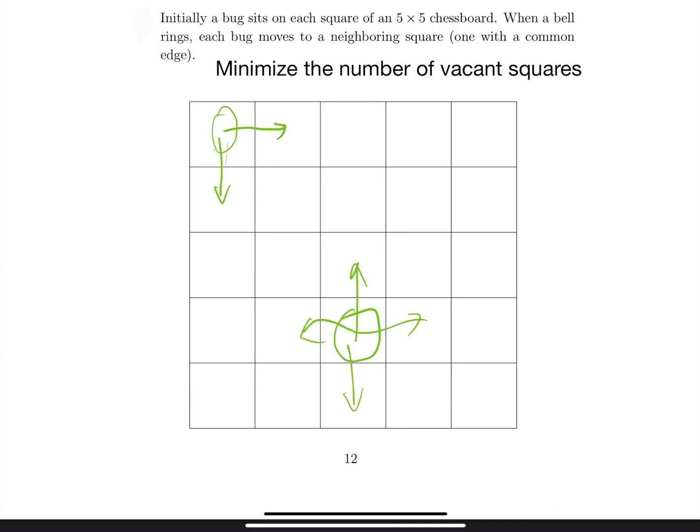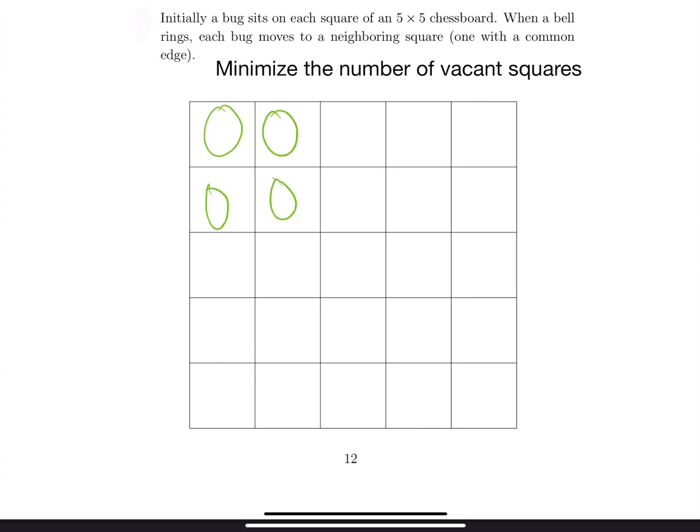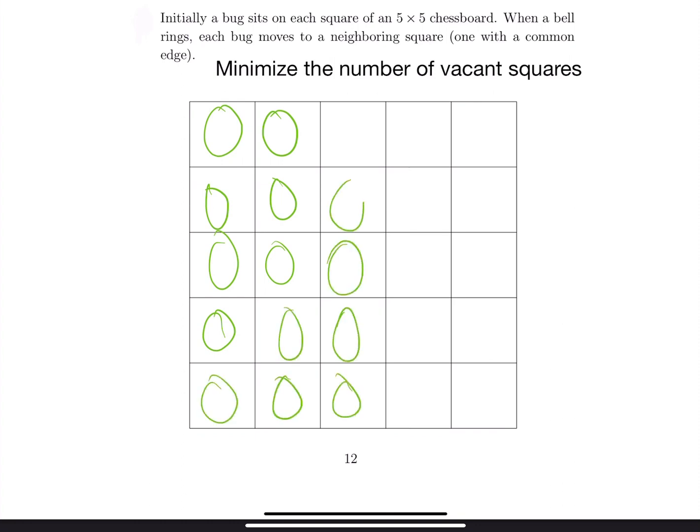And the question is, what is the minimum number of vacant squares? So, for example, the minimum number would be 0 if we could make that possible. Because if it were 0, that would mean that every single bug would move to another square and every single square would be occupied. Now, is that possible?